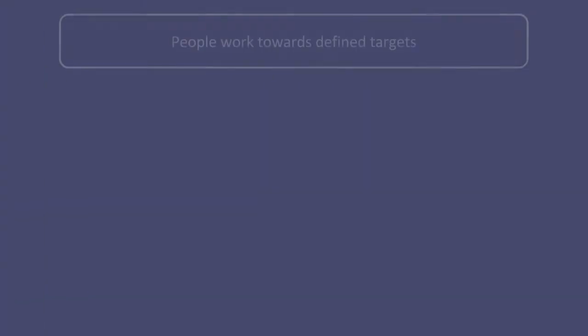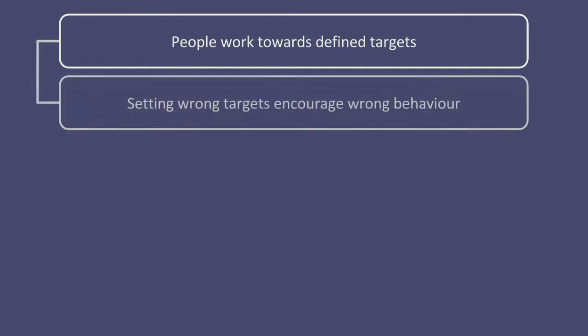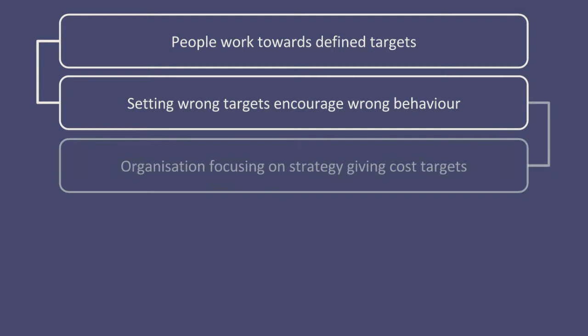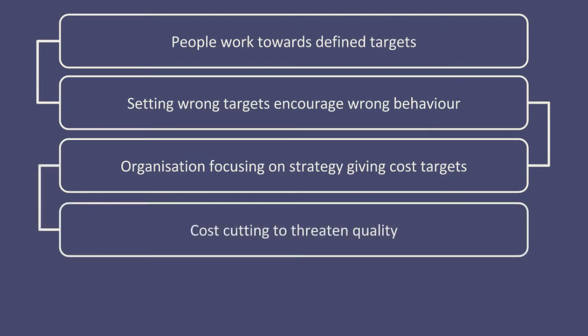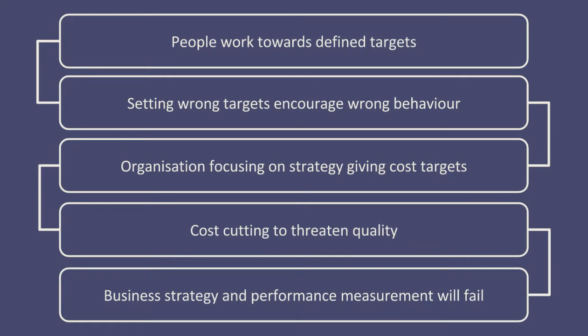Remember as well, people tend to work towards the targets they've been given. So if you set them targets to work towards the wrong things in business, you'll encourage the wrong behaviour. As an extreme example, suppose an organisation's business strategy says it should be more than anything else focused on quality, yet we give cost targets for people to hit. This will encourage managers to cut costs, threatening quality, which is diametrically opposed to the business strategy of the organisation. Here, performance management has failed dramatically.